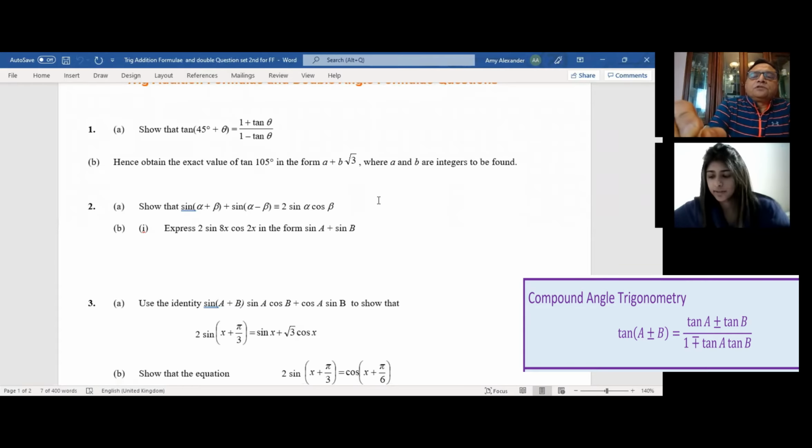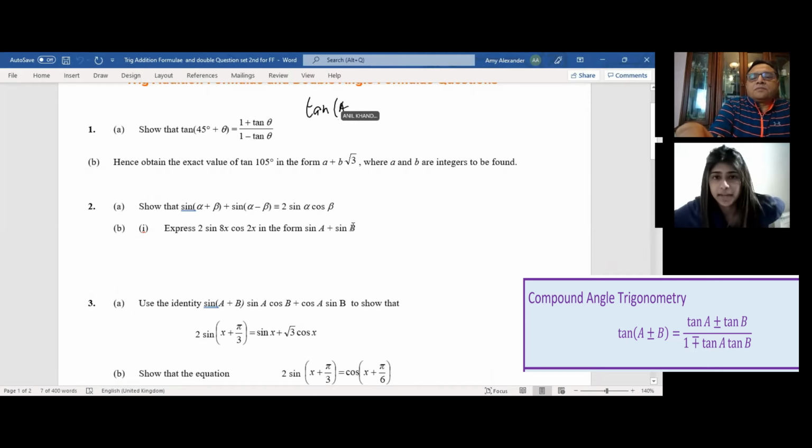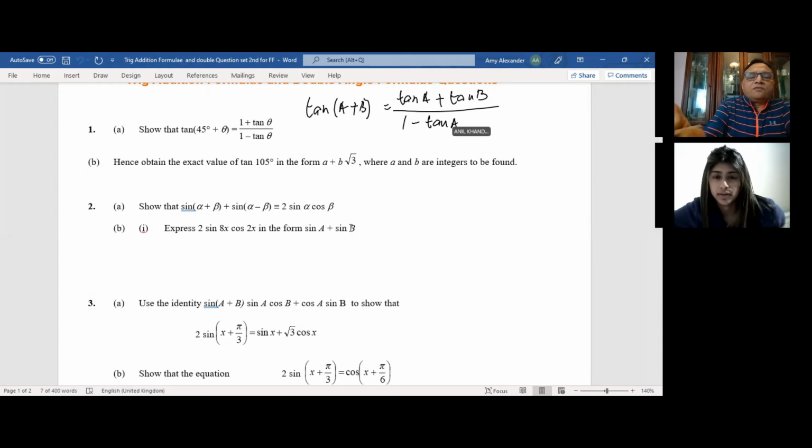Yeah. So we have to apply that formula, right? So what is tan A plus B? Tan A plus tan B over 1 minus tan A tan B. Perfect. What is tan of 45? 1. Perfect. So that gives you the answer, right?